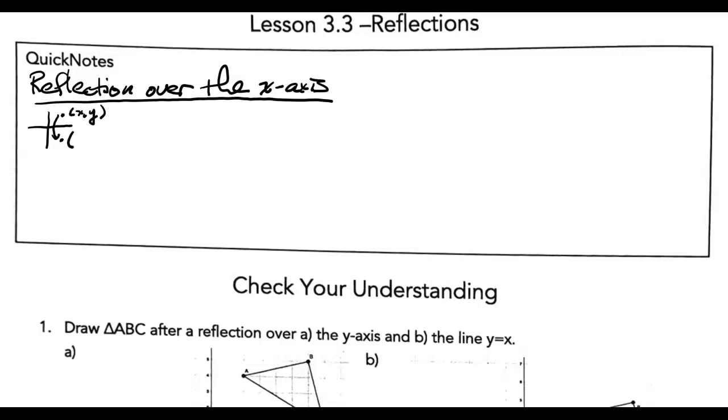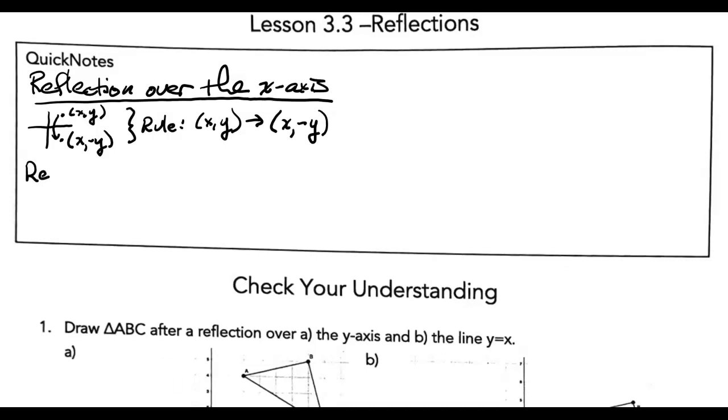So you can see we went to the right the same amount, but now we're below the x-axis. So the x stays the same, but the y changes to the opposite. So in this case it changes to negative, but I like to say opposite, and we'll talk more about that. So our rule here: our original xy values become x, so the x stays the same, but then the y changes to the opposite. So that's a reflection over the x-axis.